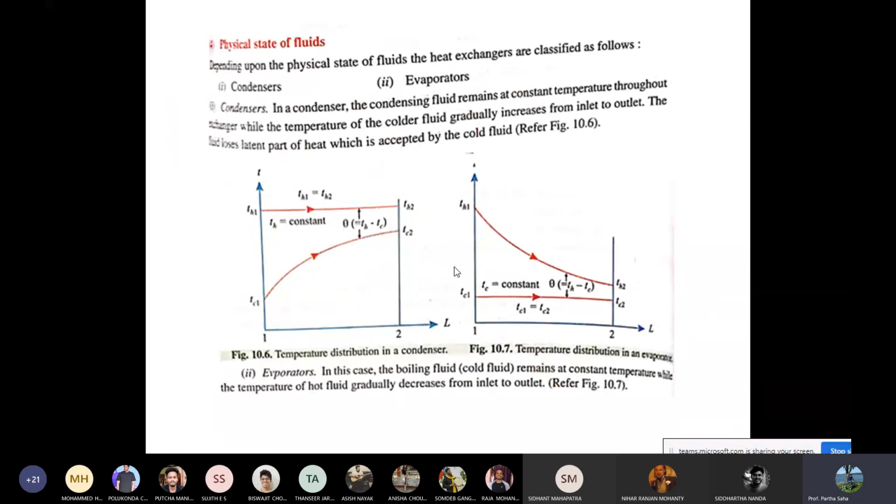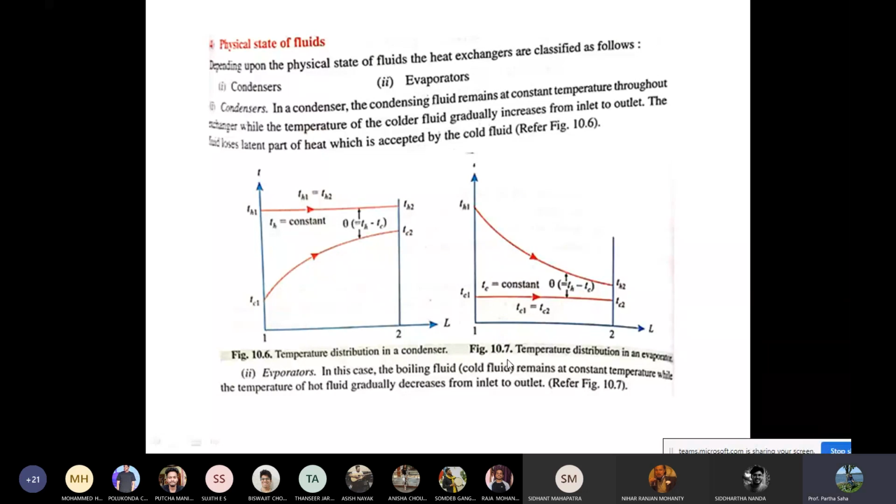There are two different types based on the fluid flow pattern, known as the condenser and the evaporator. As you can see, in the condenser, the hot fluid temperature remains constant because this fluid is going to get condensed. So its temperature is uniform, TH1 and TH2, the inlet and outlet temperatures are the same. But the cold fluid, which is going to get the latent heat lost by the hot fluid, gradually increases its temperature. TC1 and TC2 are different. So that is known as the condenser.